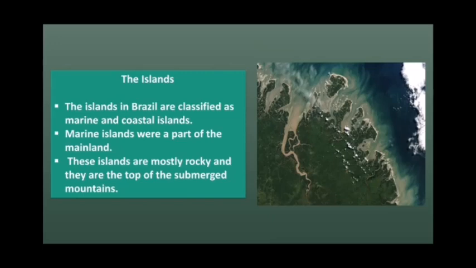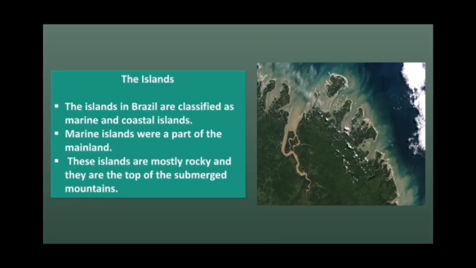So children, what is a submerged mountain? A submerged mountain is a landform of the water. That means the entire mountain is inside the water. The top part that is outside can be visible outside the water. So these islands in Brazil are the top part of the mountain that is submerged into the water. That is, the lower part of the mountain is inside the water. Only the peak or the upper part of the mountain can be seen.